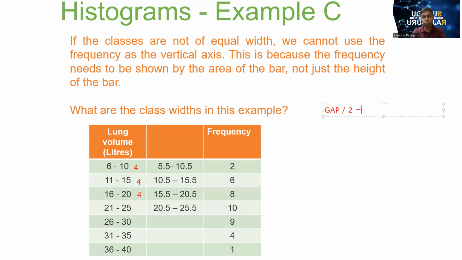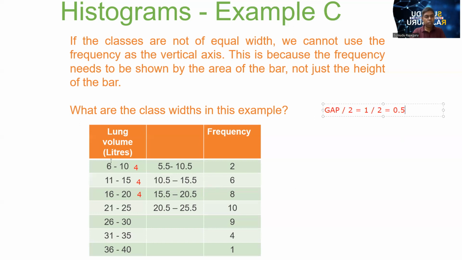When we divide the gap by 2, because the gap from 10 to 11 is 1, from 15 to 16 is 1, from 20 to 21 is 1, that means 1 divided by 2. Then the answer is 0.5. Now, artificially, we have to prepare the classes. How can we prepare the classes?